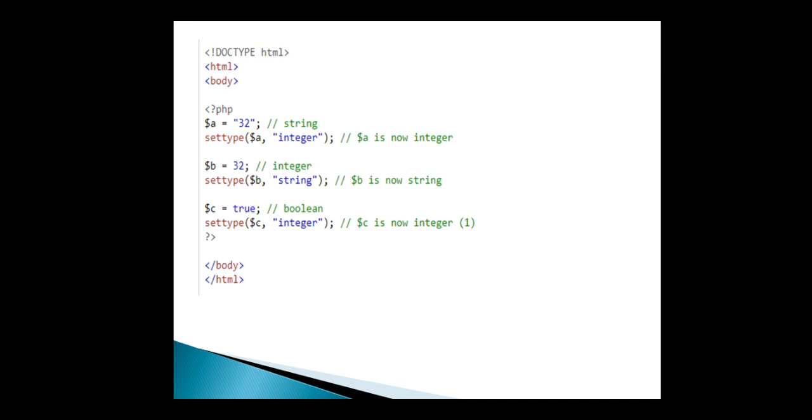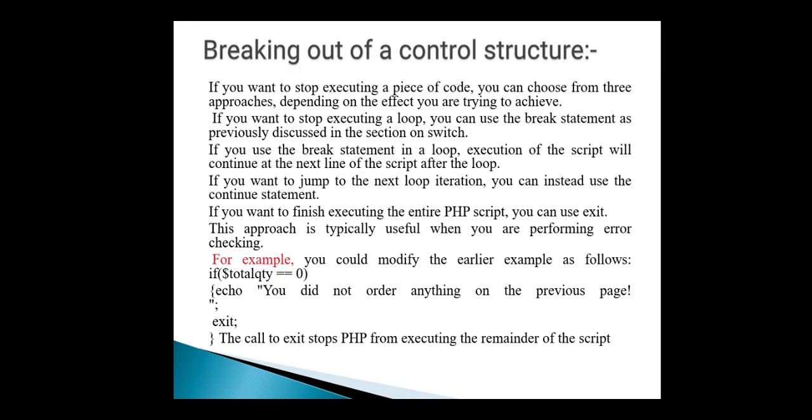Next, you can see I gave a boolean expression, $c = true. Then settype($c, "integer"). So what will happen? The boolean data type will be converted to an integer, right? So this is how settype and gettype work.